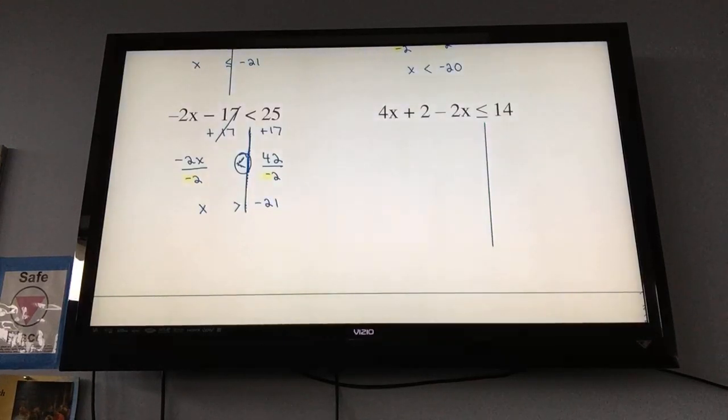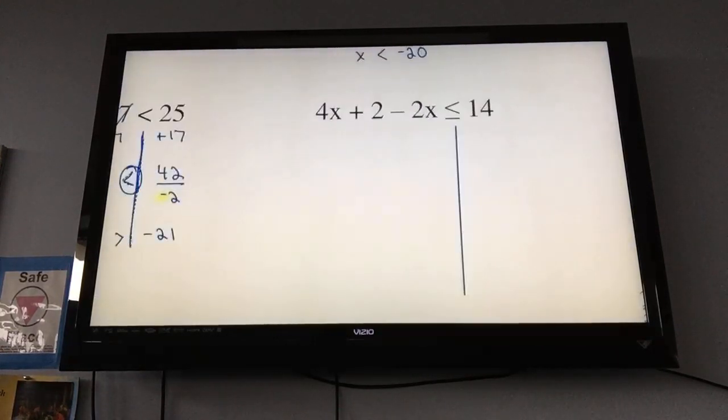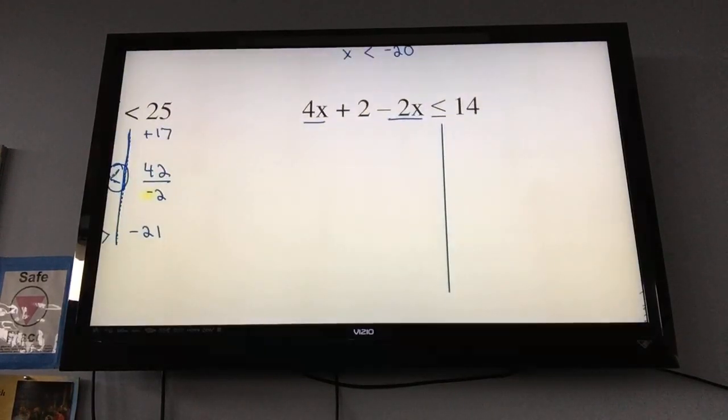Okay, let's start getting some input from the audience here. What is my first step on this question? Combine x's. Combine your x's, good. Put these x's together. So 4 minus 2 is 2, 2x, sorry.